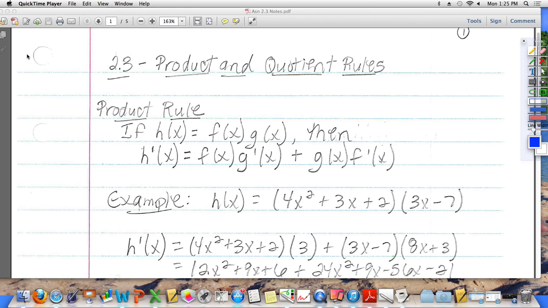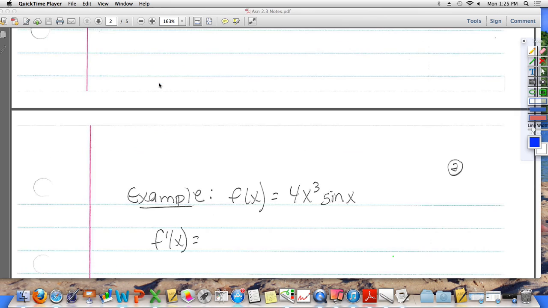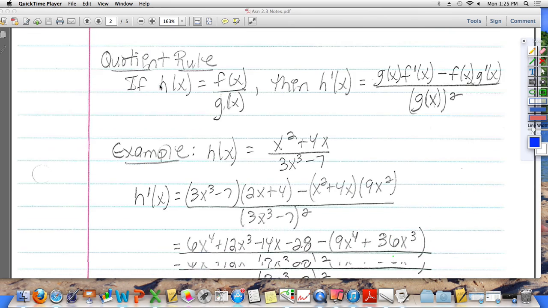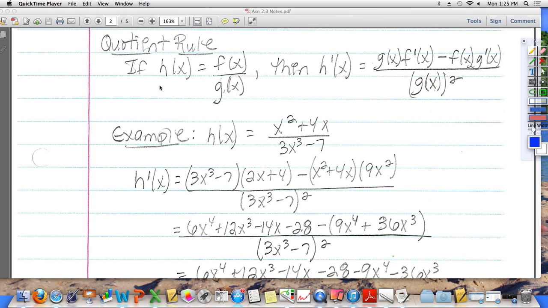Continued from your notes on Friday. And we talked the other day about the product rule. Today we're going to move on to the quotient rule. So just pick up where you left off the other day. The quotient rule says this.